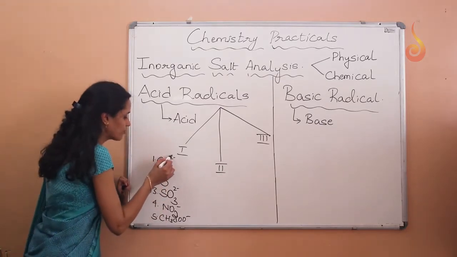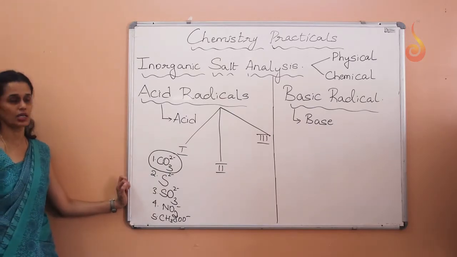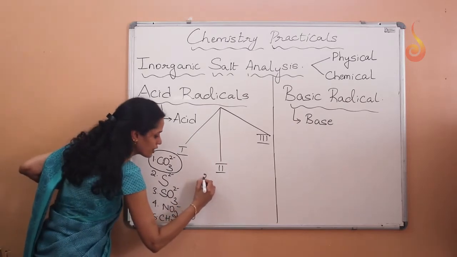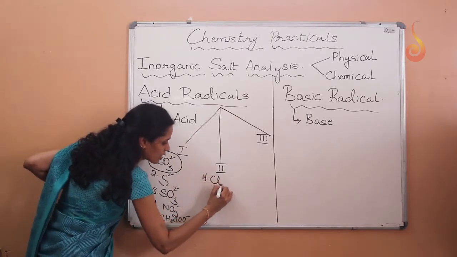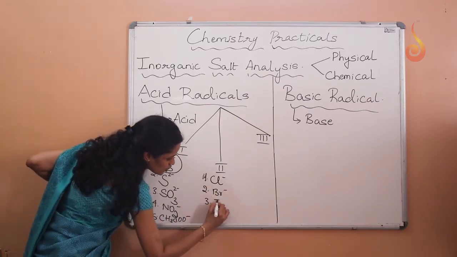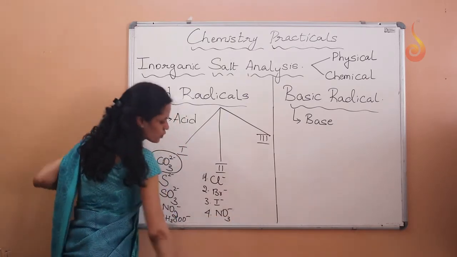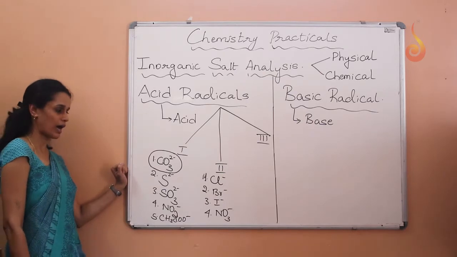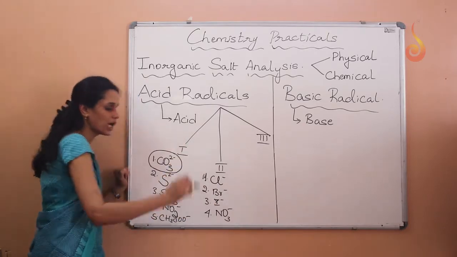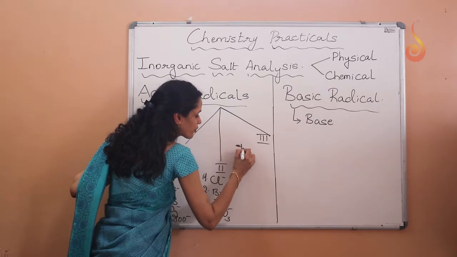These are the 5 important acid radicals we have under the first group. But out of these 5, we have only one radical for first year, that's class 11. Similarly, in the second group, we have the chloride radical, then the bromide radical, then iodide, and then the nitrate ion. These are the 4 important radicals, but for our syllabus, except iodide ion, we have the other 3.